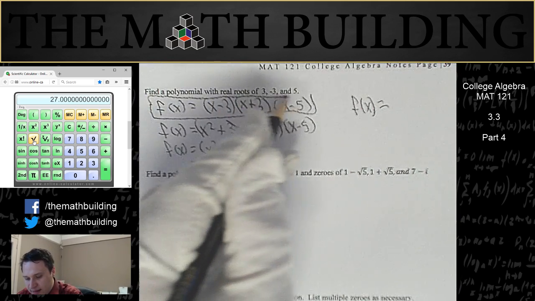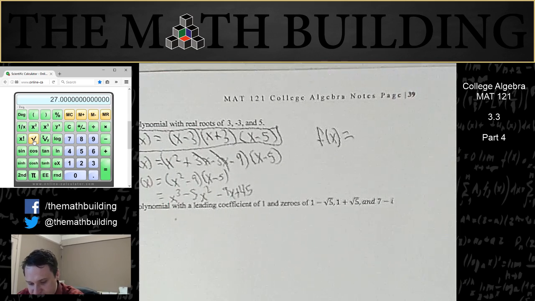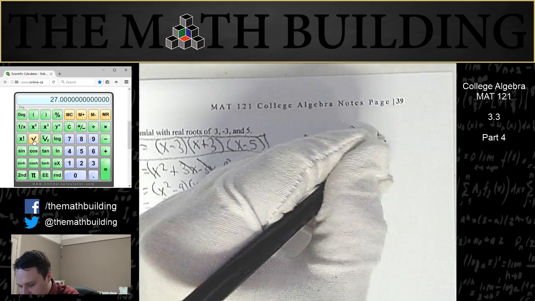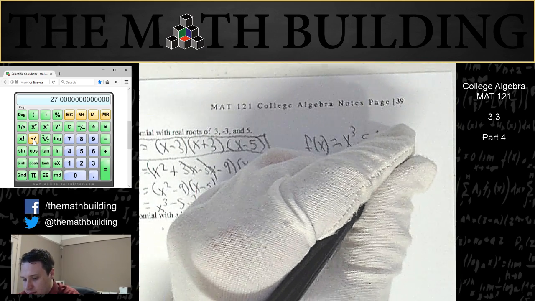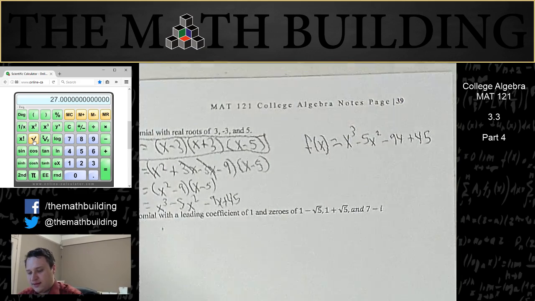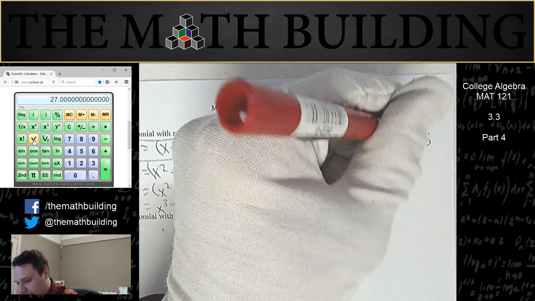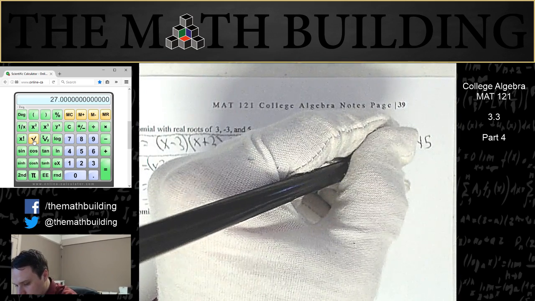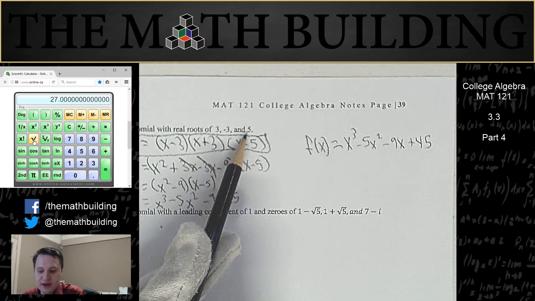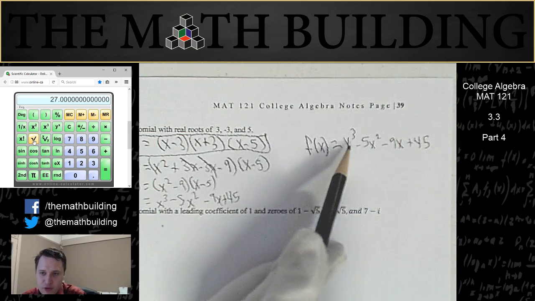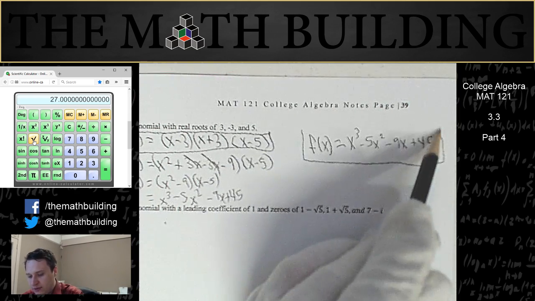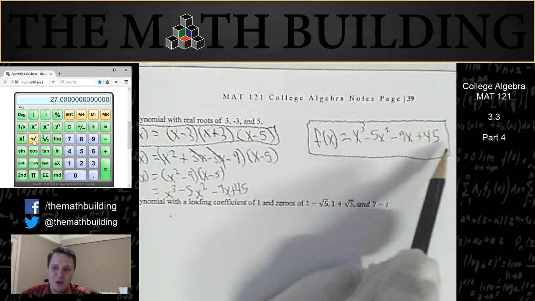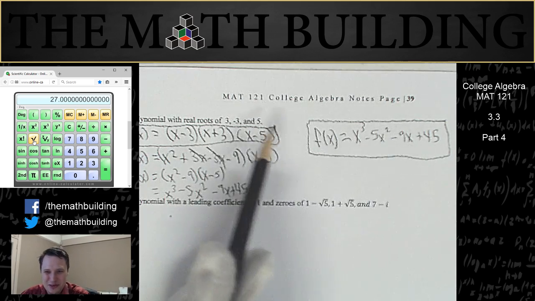But another way of writing the answer would be f of x equals x to the third minus 5x squared minus 9x plus 45. And that should be an x right there. So if you plug in 3, -3, or 5, if you plug in any of those three numbers into this, you should get a result of 0. So it's a lot easier to go from knowing the roots to the polynomial than it is from going from the polynomial to the roots.